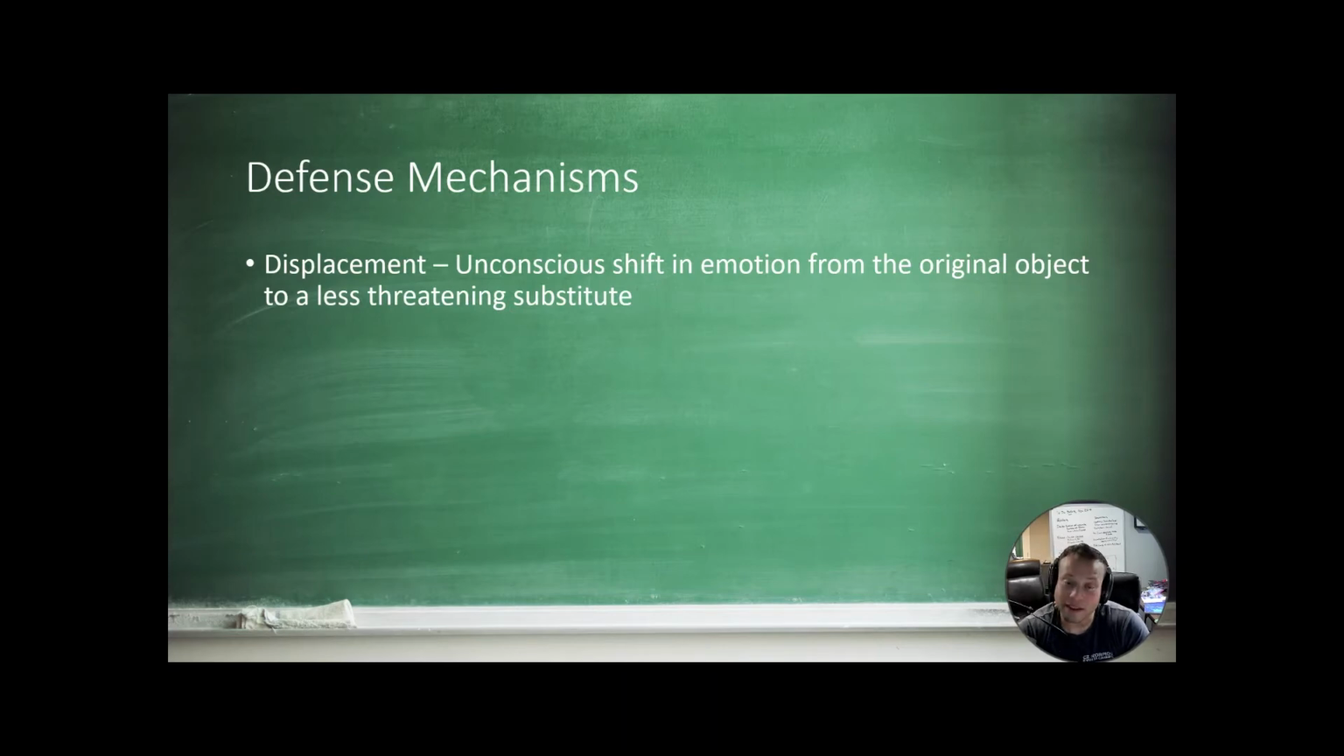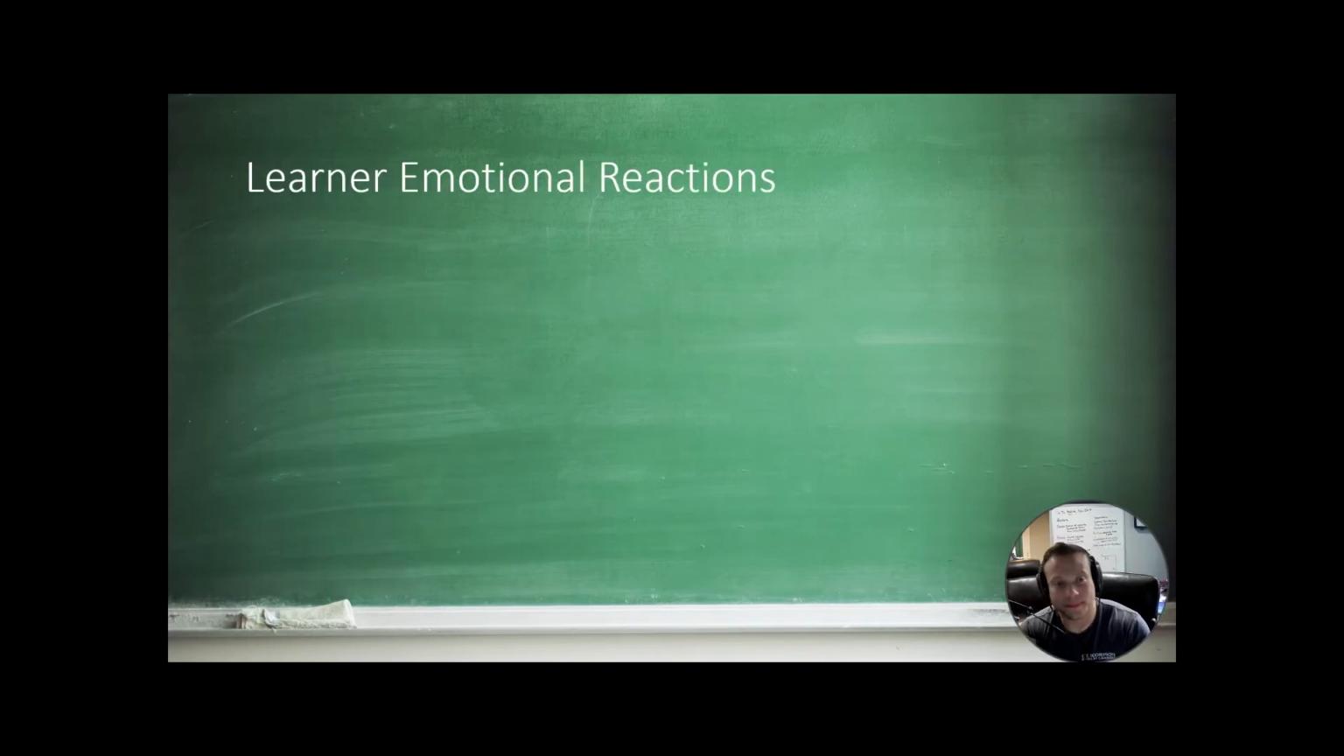Then there's displacement. This is an unconscious shift in emotion from the original object to a less threatening substitute. From what I understand, it's like if you had a really bad day at work and then you can't yell at your boss because that would get you in trouble. So you come home and you yell at your wife. And I'm not saying that's a good thing, but you're displacing the problem you have at work and putting it on somebody else or another safer person that you can yell at.